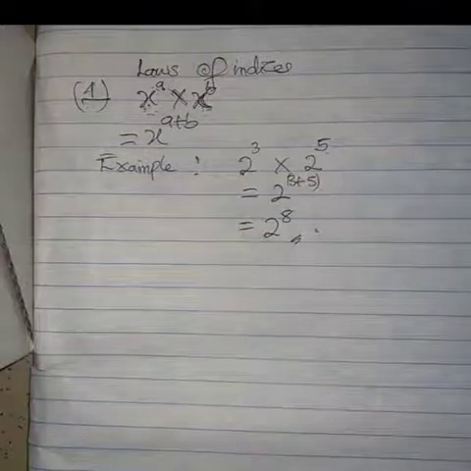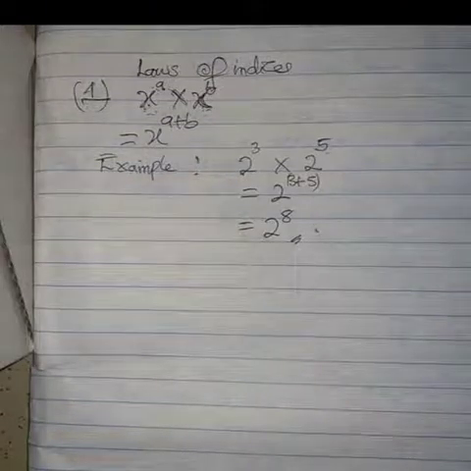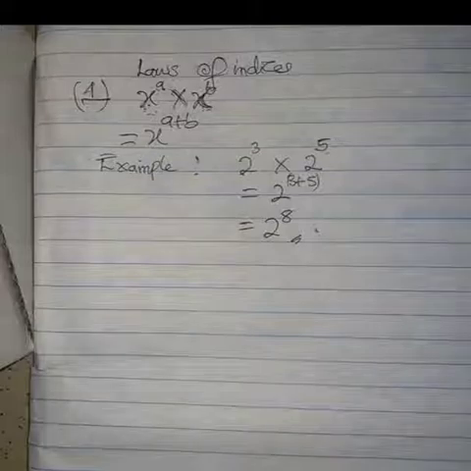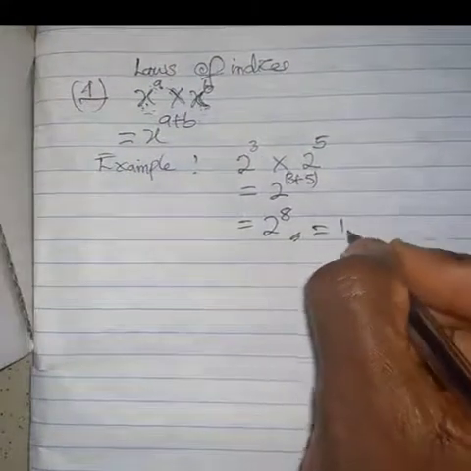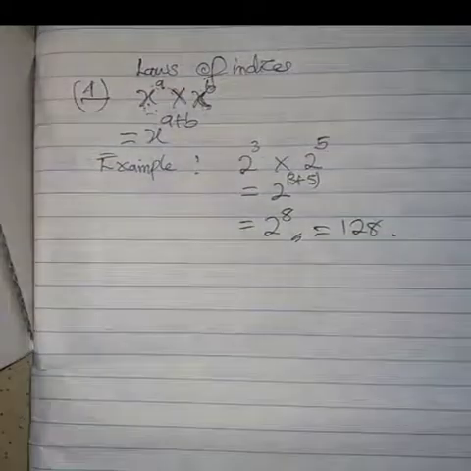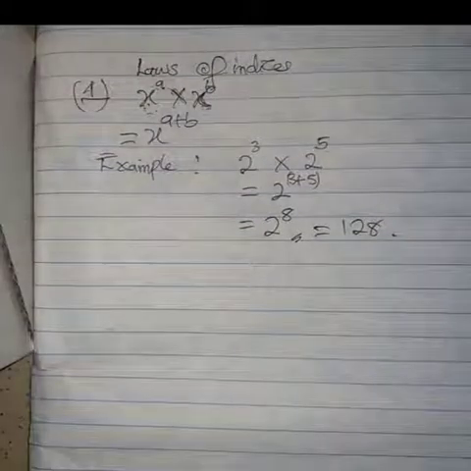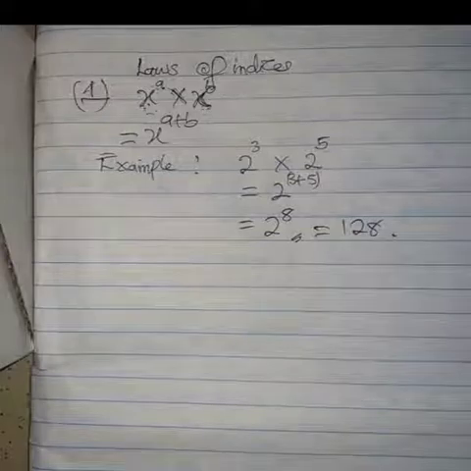Where you have 2 raised to power 5 as 32, 2 raised to power 6 as 64, 2 raised to power 8 will give you 128. So you can further express this as 128. But the most important thing to know here is this.